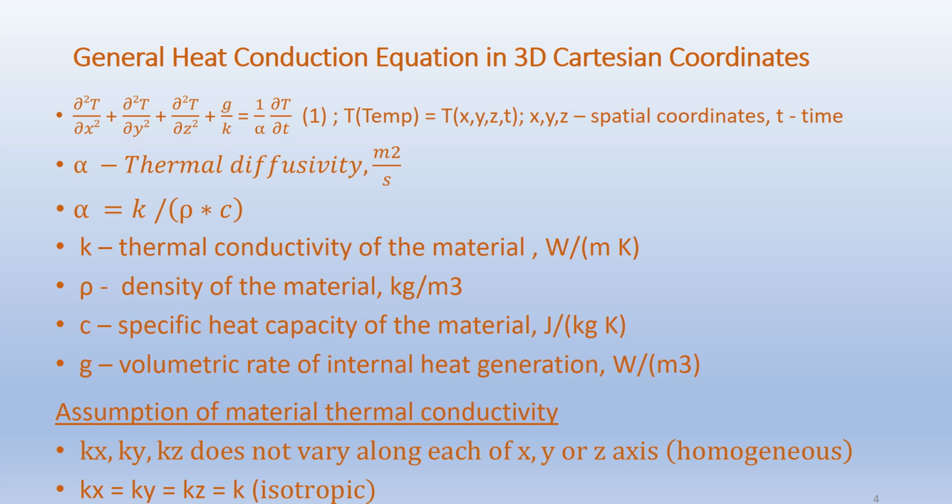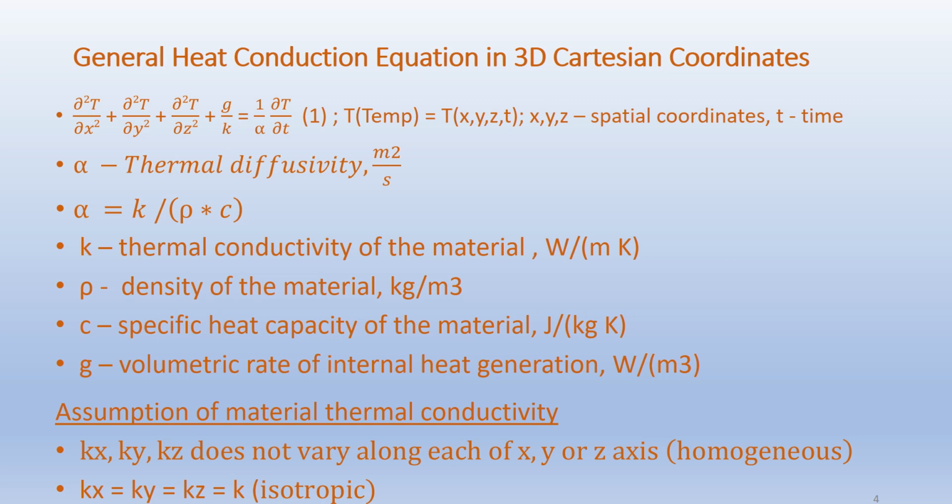Alpha is the material property called thermal diffusivity and is given in meters squared per second. Alpha equals k over rho c. K is the thermal conductivity of the material in watts per meter Kelvin. Rho is the density of the material in kilograms per meter cube. C is the specific heat capacity of the material in joules per kilogram Kelvin. G is the volumetric rate of internal heat generation given in watts per meter cube.